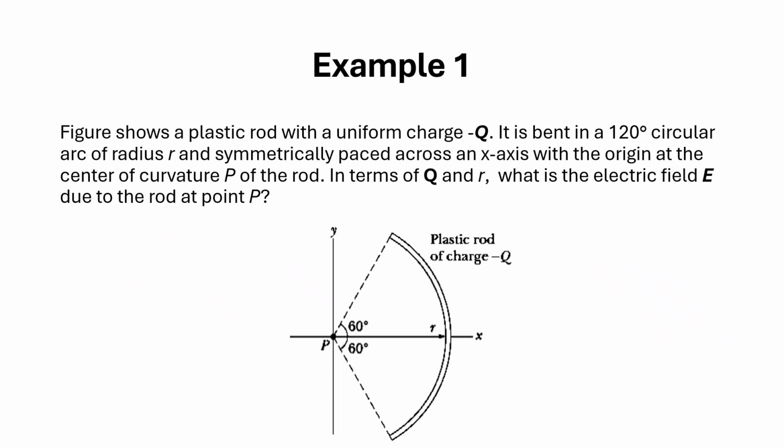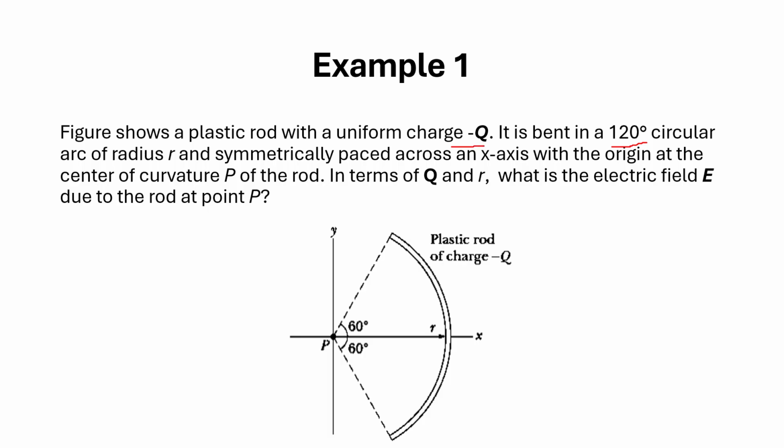We looked into example 1. The figure shows a plastic rod with uniform charge negative Q. It is bent in a 120-degree circular arc of radius r and symmetrically placed across an x-axis with the origin at the center of curvature P of the rod. In terms of Q and r, what is the electric field due to the rod at the point P? In this case, you are already given the angle theta, 120 degrees. You have the charge along the rod, which is negative Q.